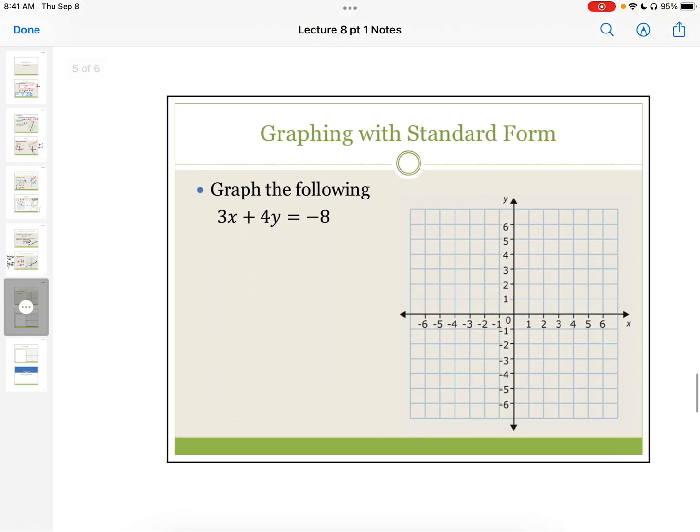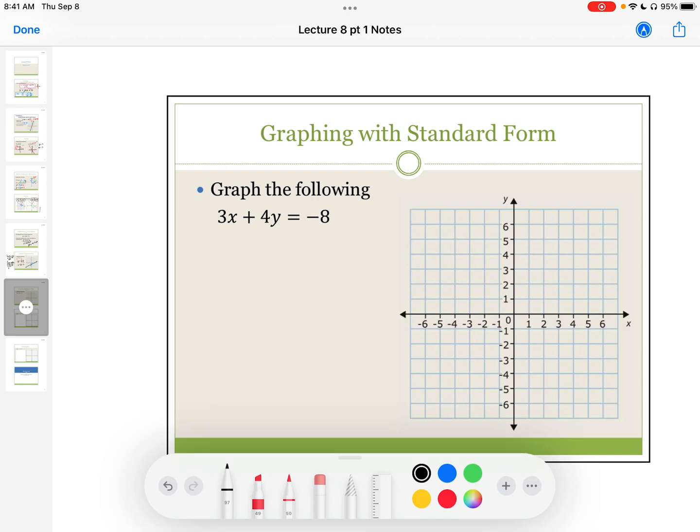Okay, on this one here, I want you guys to pause this video and try and do this one on your own. Pause it, try and do it on your own. Okay, hopefully you guys have paused this video here. So again, when we want to graph these, we've got to get y by itself. So I'm going to move my x term over, minus 3x. Okay, when I do that, I have a positive 4y equals negative 3x minus 8.